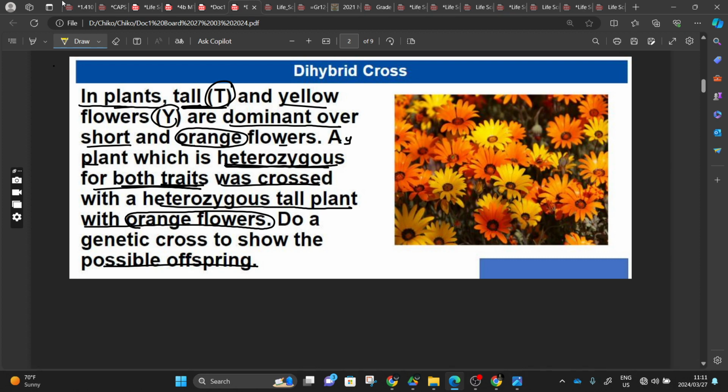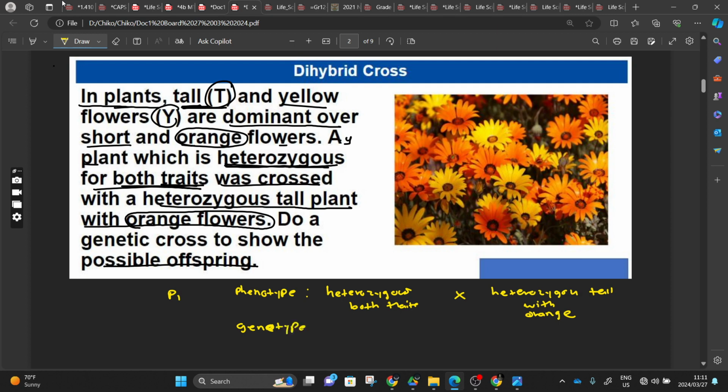Heterozygous for both traits, it means that we are going to say a phenotype. We can start with phenotype. You are going to say heterozygous for both traits was mixed with a heterozygous tall with orange. This is the phenotype that when P1, when you are going to say genotype, you will be explaining it, ne?